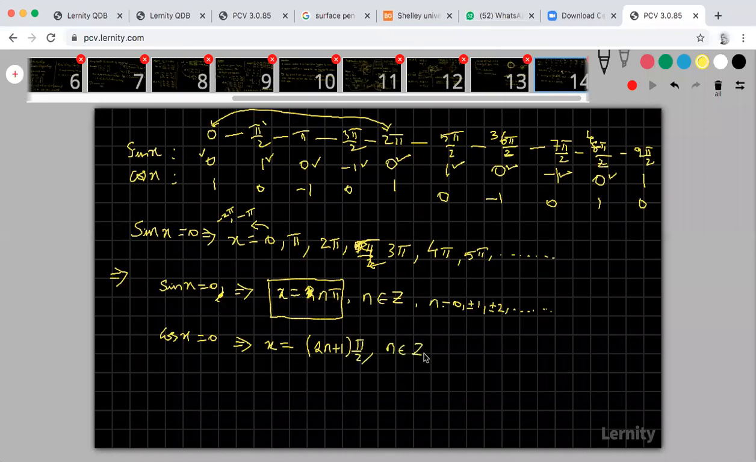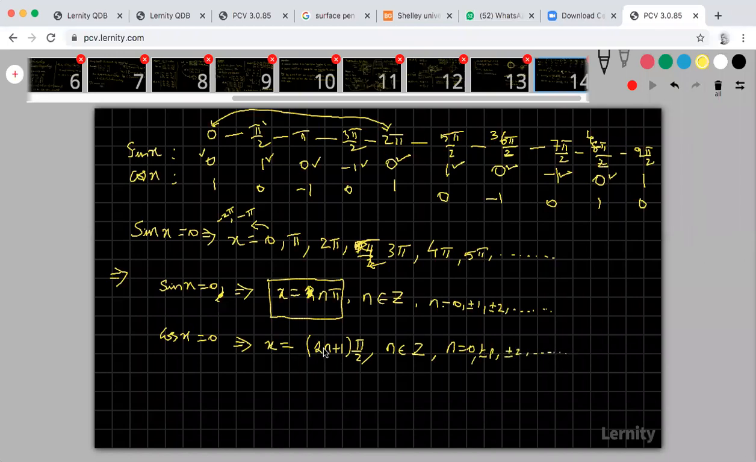N belongs to Z. Now apply n is equal to 0. What happened? N is equal to 0 means 1 into pi by 2, pi by 2. Your x is pi by 2. Apply here: cos pi by 2 is 0. Suppose, what are the values of n we can apply? N is equal to 0, plus or minus 1, plus or minus 2, etc.